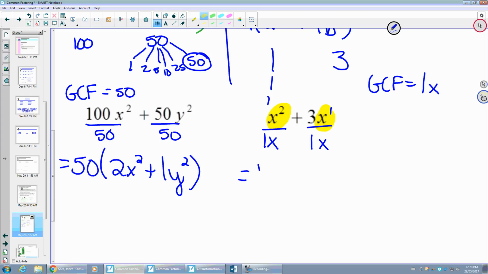So on my next line here, I have 1x bracket. When I divide by my x's, I subtract the exponent. That's saying there's 2 x's on the top, 1 on the bottom, so I'm left with 1, or 1x, plus 3 divided by 1 gives me 3. x divided by x cancels out, it just leaves me with 3. So I have 1x bracket 1x plus 3. That would be my final answer. So that might be a little bit tricky when we're dealing with the exponents, that we have to subtract the exponents to get our new answer.